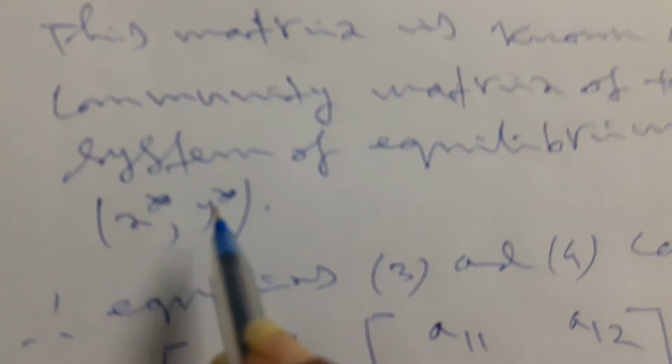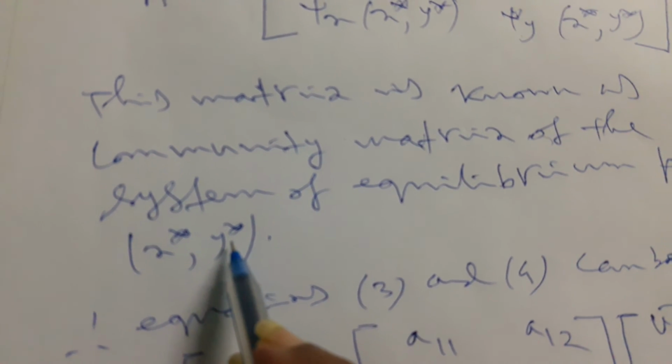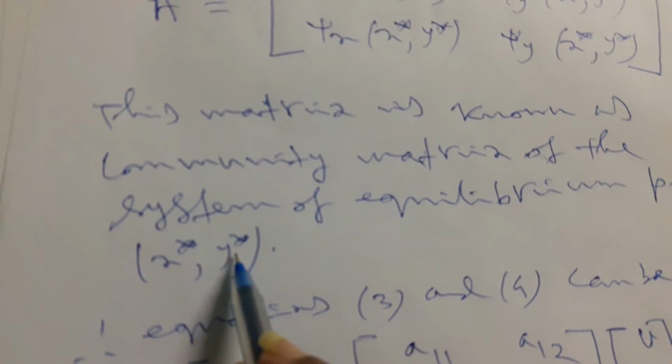So we have given some ideas about the linearization topic and how to find the community matrix, and we end our discussion here.